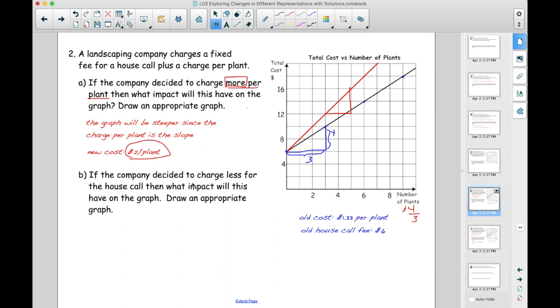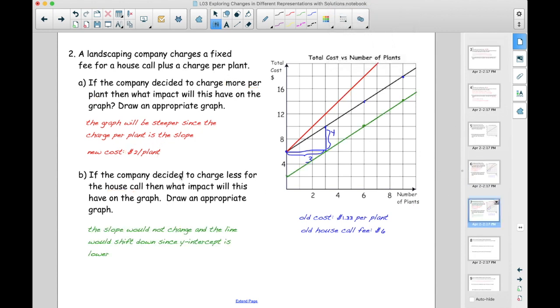Now you're going to try B. The company's decided to charge less for a house call. What impact will that have on the graph? And then draw an appropriate graph. And again, a time to ponder, pause. All right, resuming to take this one up.